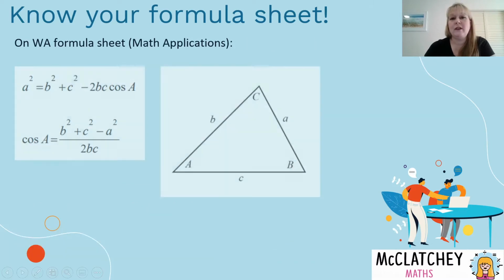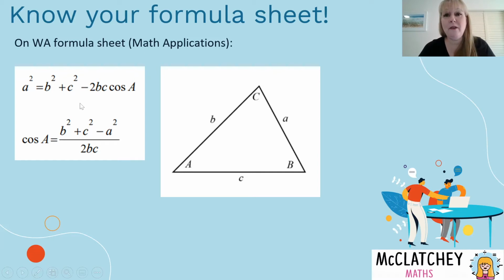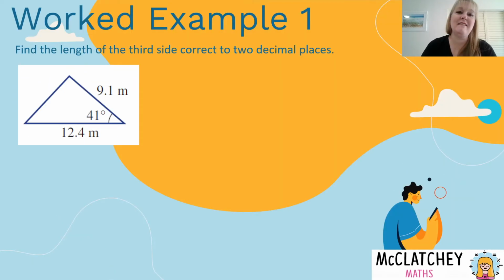If you're in Western Australia, lucky ducks, not only do you get the formula in the same sort of form as Victoria did, with the A, the B and the C, but you also get it transposed as well. So you don't have to do any algebra transposing in WA. I am jealous. You also get a triangle that shows you where everything corresponds to, so really helpful over there. Okay, let's get on to our first worked example.